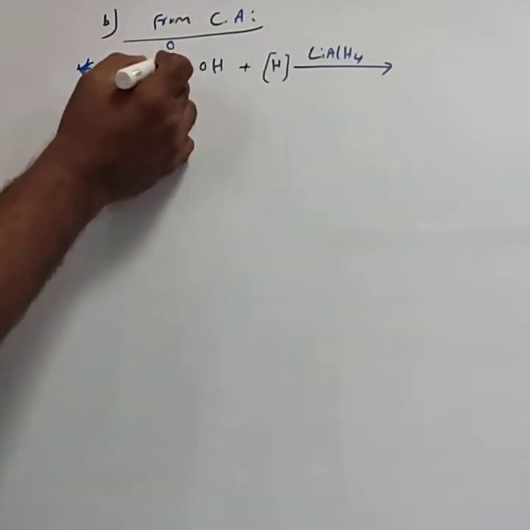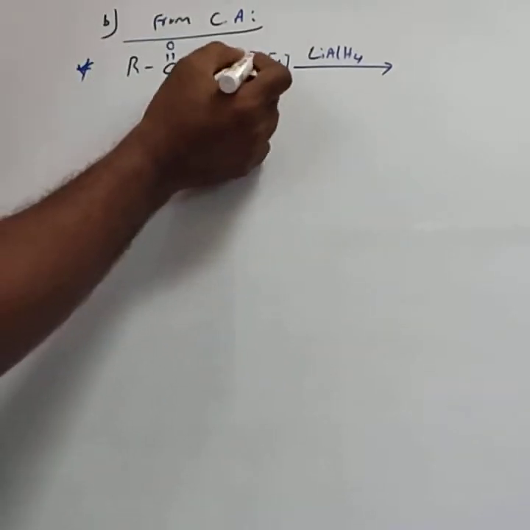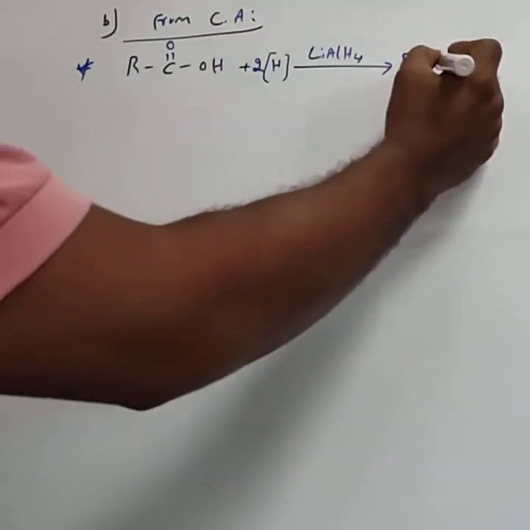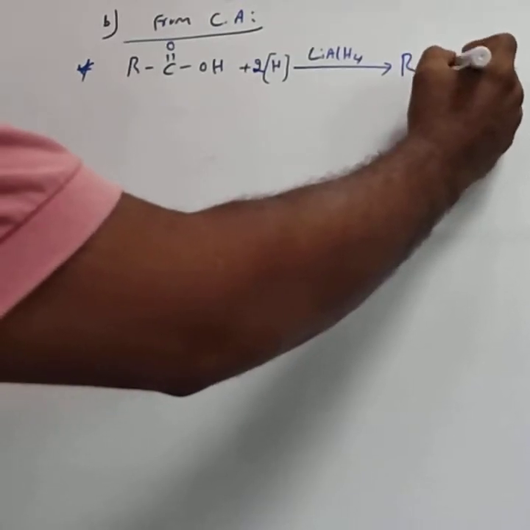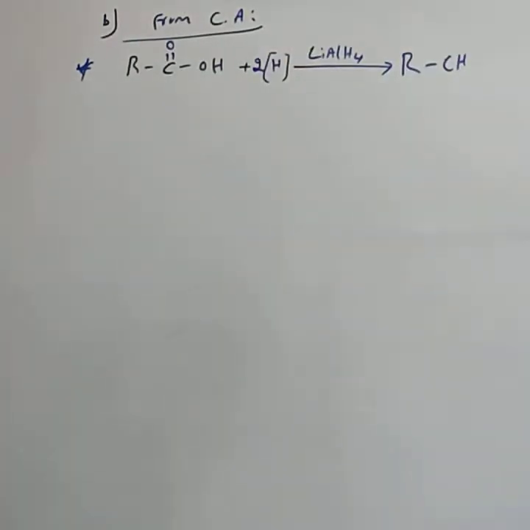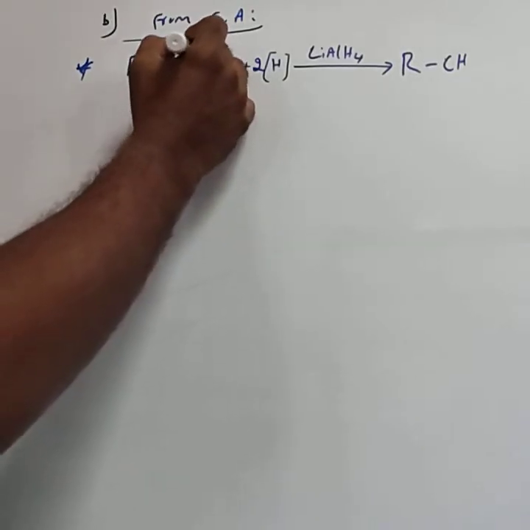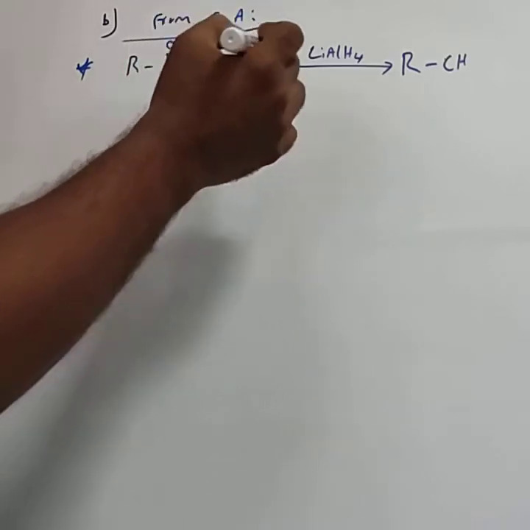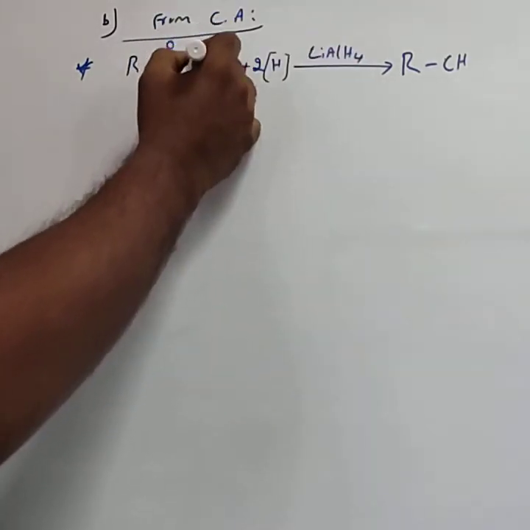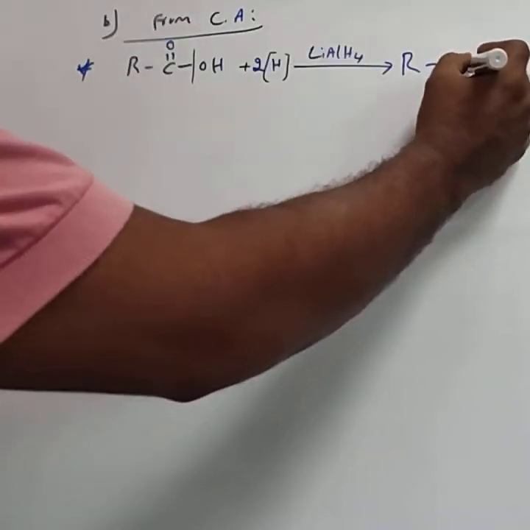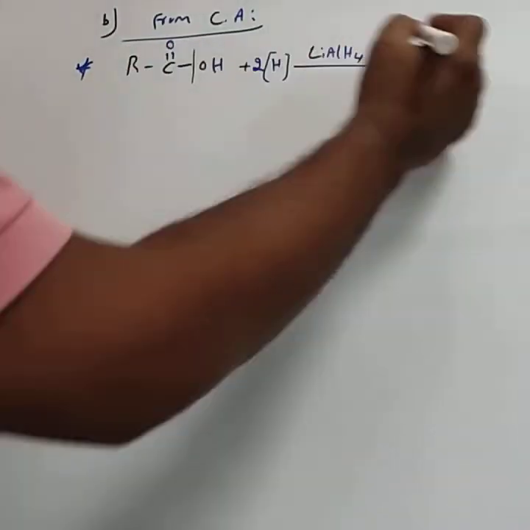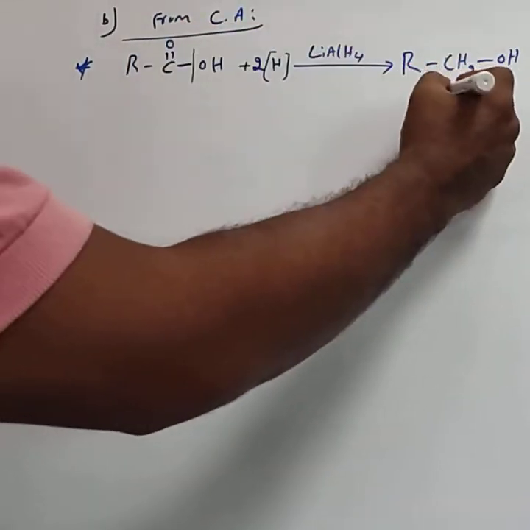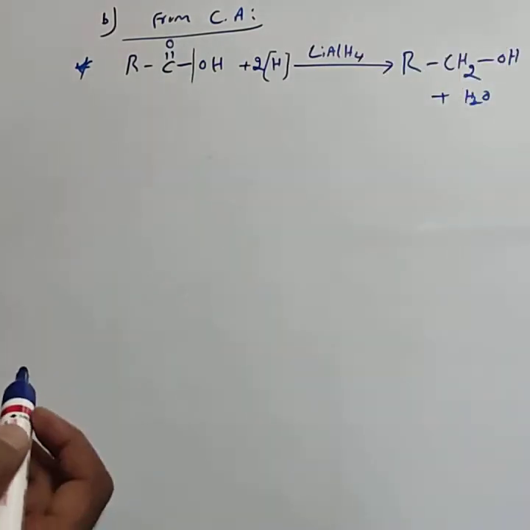Then again, across this C double bond O, hydrogens get added. We require 2 hydrogens. Then here bond cleavage takes place, that results in the formation of water also. Here removal of the water takes place. Hence 2 hydrogens get added, RCH2, this O converted into OH, RCH2OH, and the water molecule gets removed.